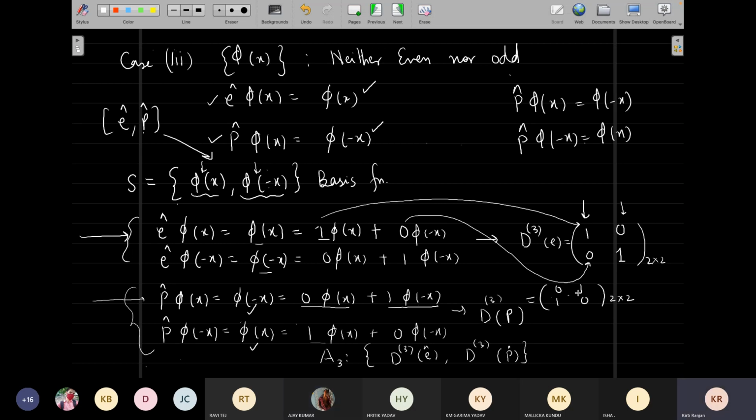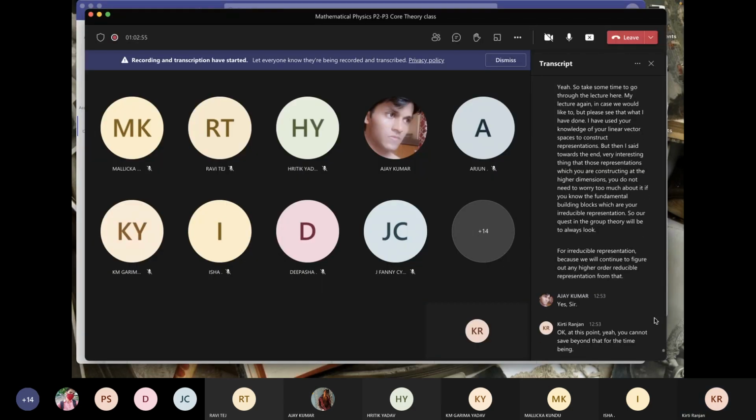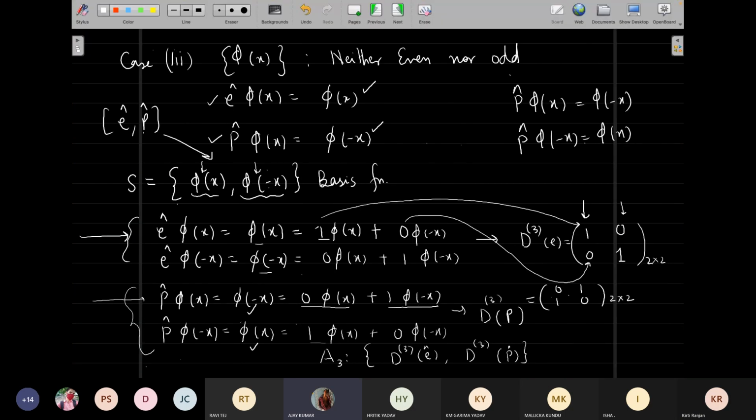Yes, okay, sir. At this point, I cannot say beyond that for the time being. Sir, just the crux of my concern is that when phi x is not odd and not even, it means it contains both the terms odd and even, then when P is being operated on phi at x, there is no even, no odd when this basis is considered. Phi x, phi minus x are both functions which are neither even nor odd.